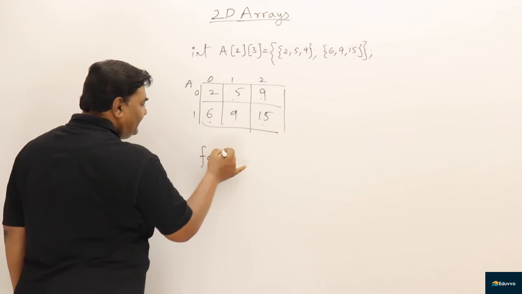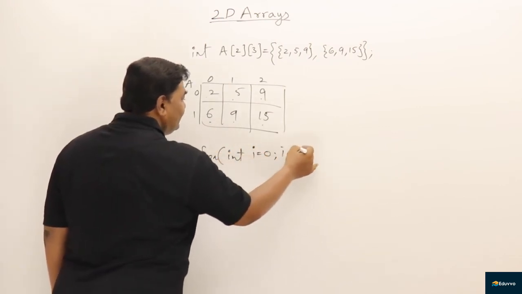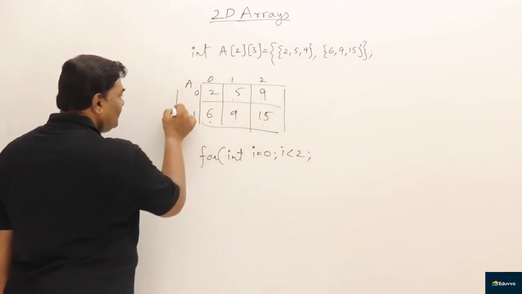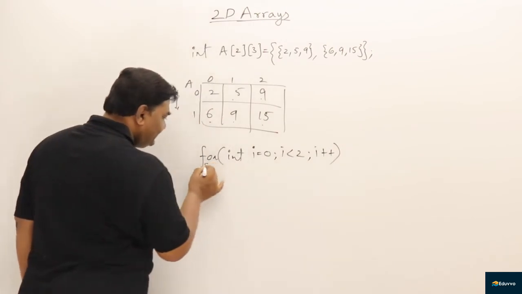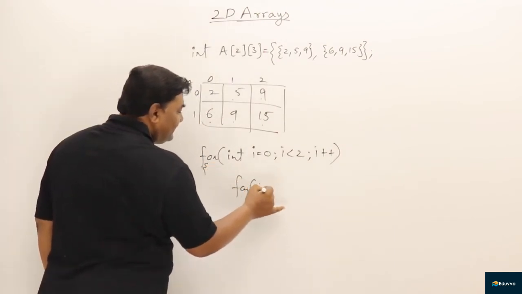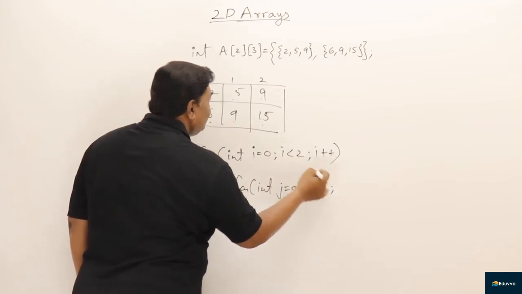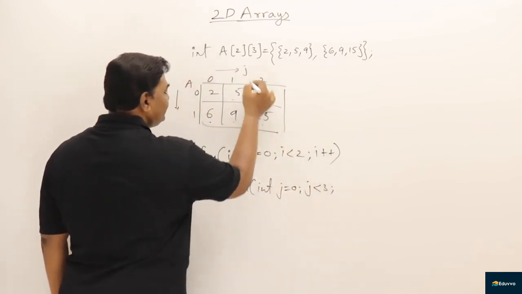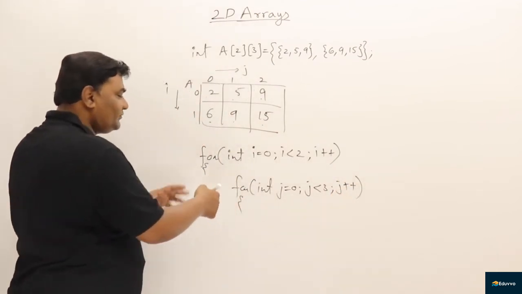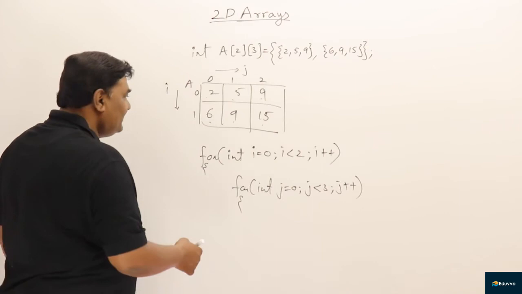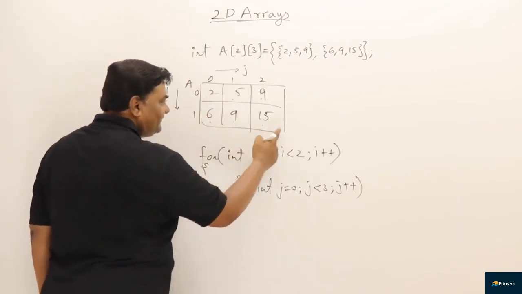So for that I will take for integer i assign 0, i is less than 2. This is for rows, i plus plus. Then inside this I will take for int j assign 0 and j is less than 3. So j is for columns and j plus plus. You know well how these two nested for loops will take the values 0, 0, 0, 1, 0, 2 and so on, that is 1, 0, 1, 1, 1, 2.